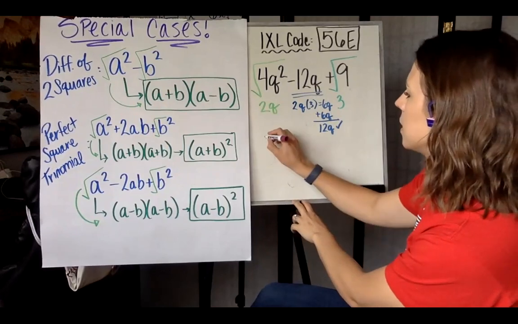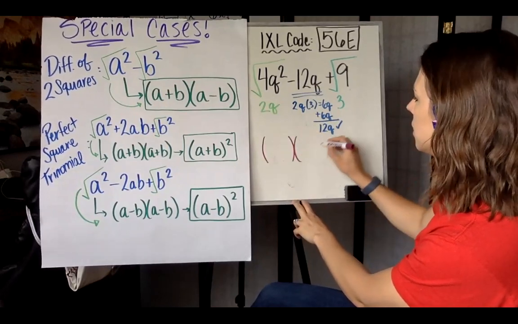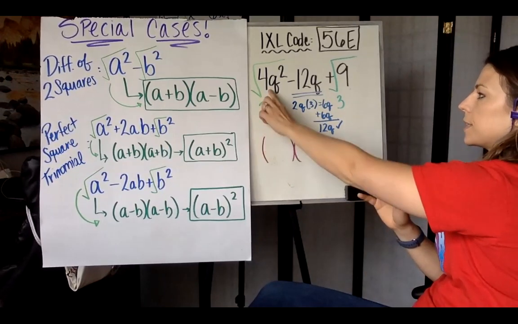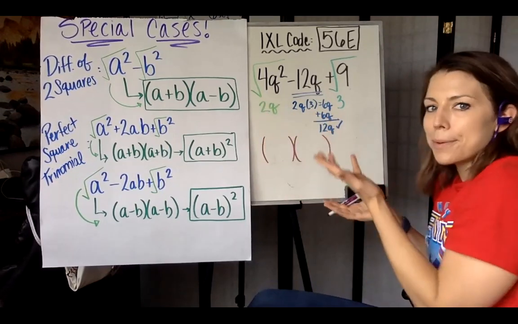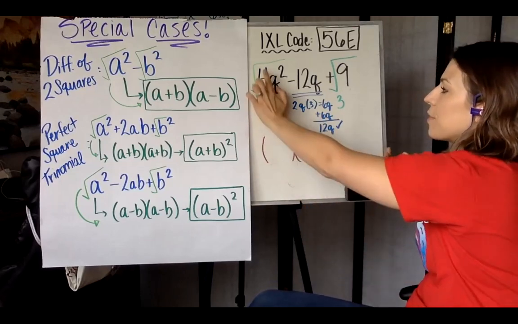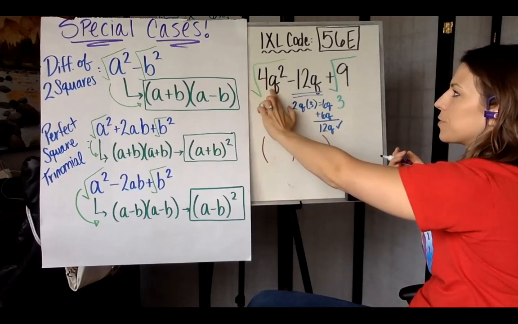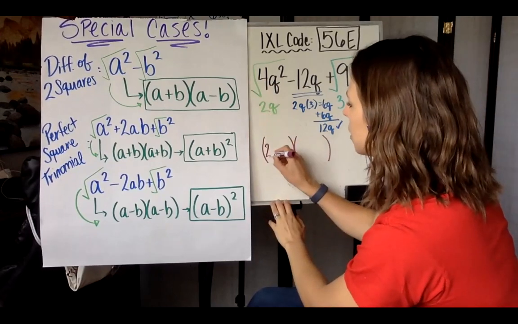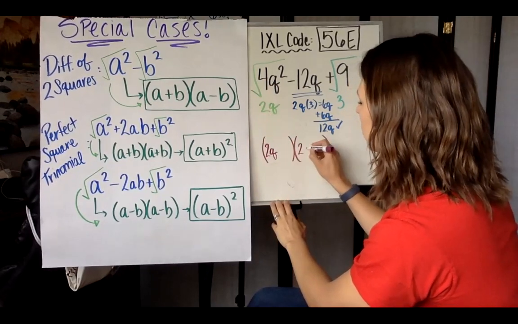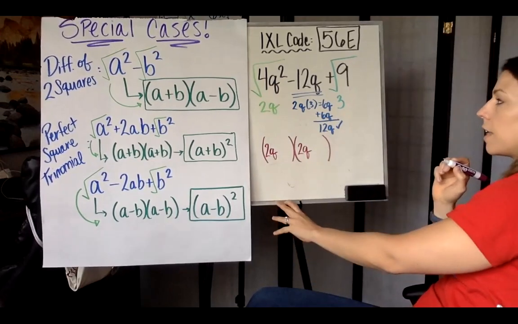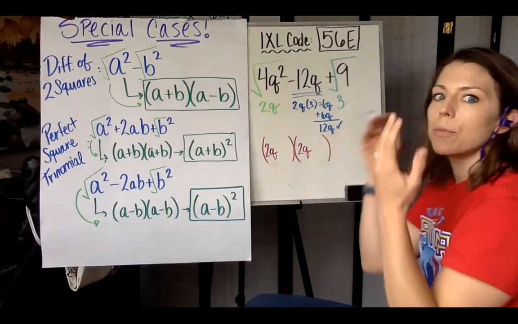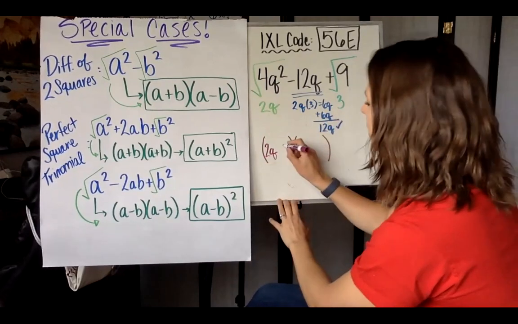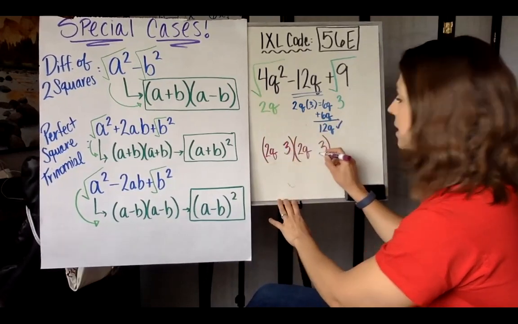Okay, so now it takes 2 steps. Step 1, set up your product of 2 binomials. Square root of the first term is your first term, which again, the nice part is we already found it, right? The first term is going to be what times what is 4q squared. That's 2q. So it's going to be 2q and 2q. Then we find the square root of the last term. We already found it. What times what is 9? 3 and 3.